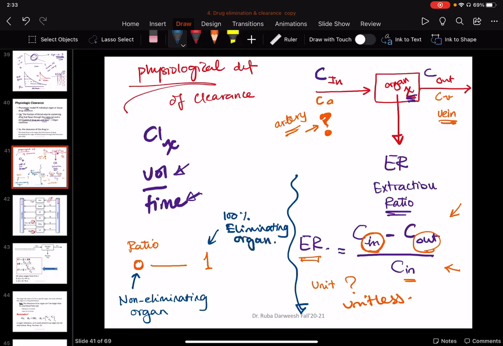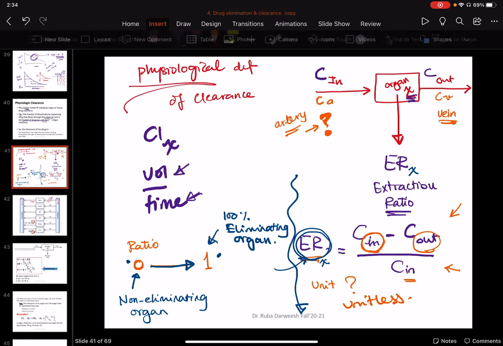So accordingly, we may have values from 0 to 1 and values in between. Either the organ is non-eliminating or the organ is 100% eliminating. You can think about when you will have an extraction ratio of 0 and when you will have it as 1. This is just the extraction ratio of certain organs, so you can have it for the kidney, the liver, or any organ in the physiological model.